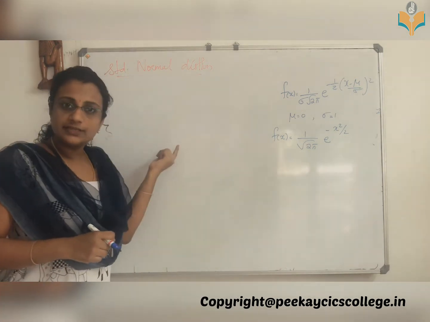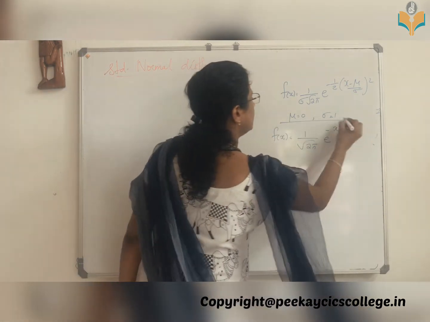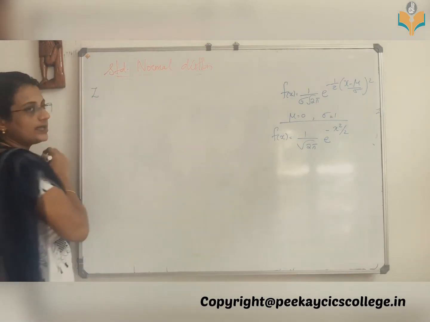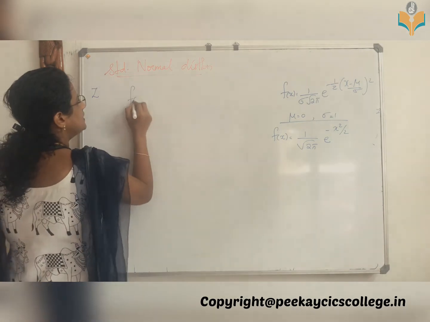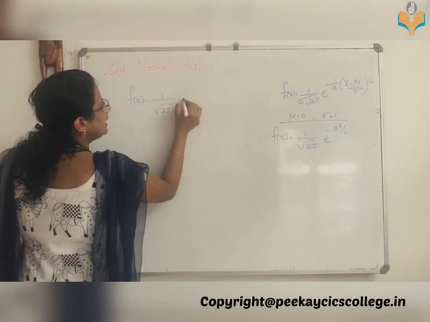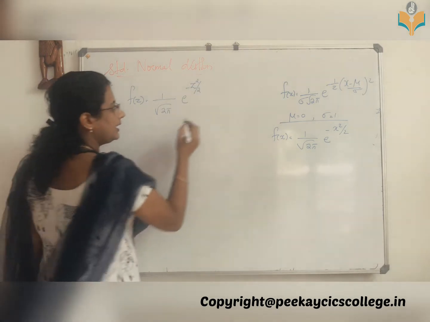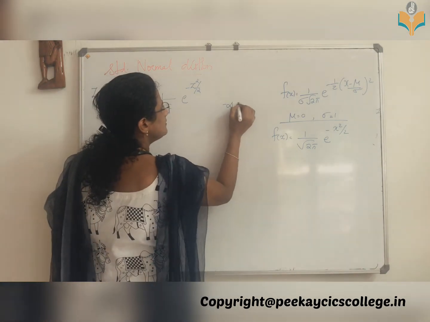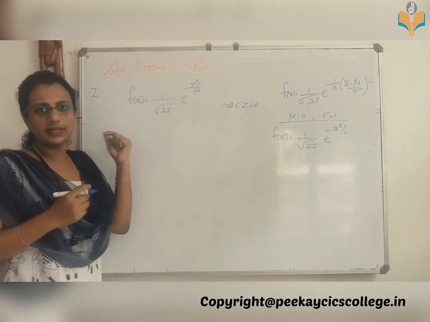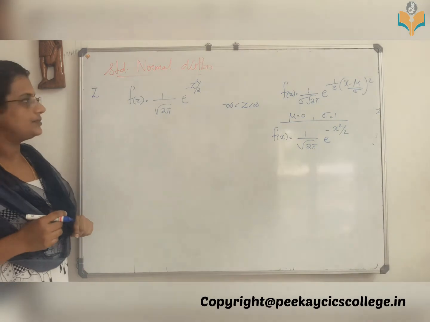So, the standard normal distribution is an extension of a normal distribution with mean equal to 0 and standard deviation sigma equal to 1. That is, a random variable z is said to follow a standard normal distribution if its PDF is given by f of z equal to 1 by root 2 pi, e raised to minus z square by 2, where minus infinity less than z less than infinity, and mu equal to 0 and sigma equal to 1. Alright, so this is the PDF of a standard normal distribution.